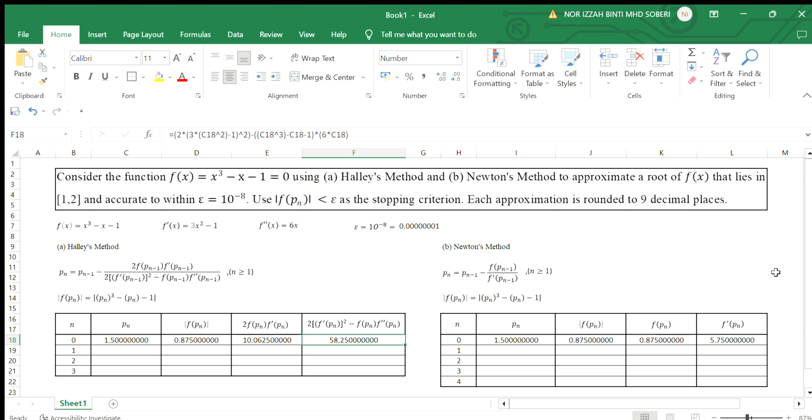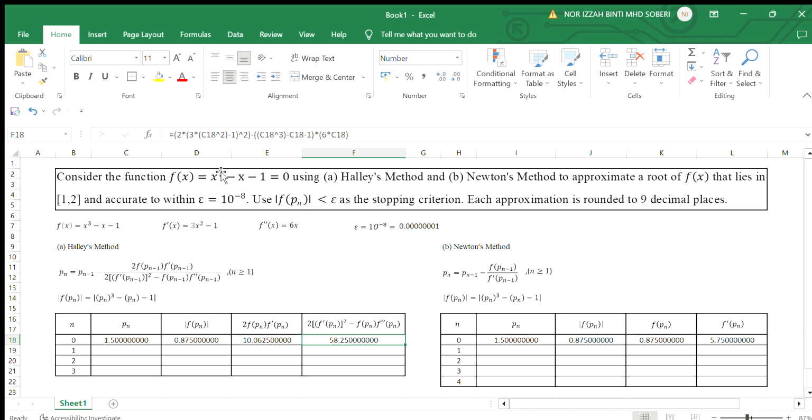Consider the function f(x) = x cubed minus x minus 1 equal to 0. Using Halley's method and Newton's method, approximate a root of the function that lies in [1, 2]. 1 is actually our a and 2 is b. It should be accurate to within epsilon 10 to the power of negative 8. Use absolute f(Pn) less than epsilon as the stopping criterion. Each approximation is rounded to 9 decimal places.